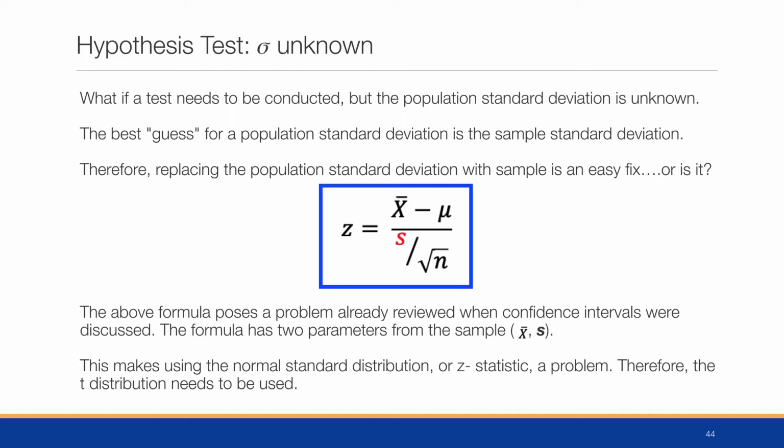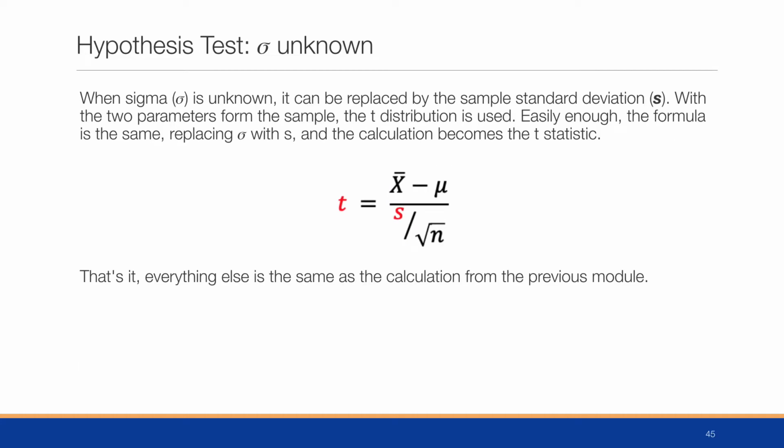The above formula poses a problem that we've already seen when the confidence intervals were discussed. It has two parameters from the sample. This makes using the normal standard distribution or z-statistic a problem, and we need an alternative approach. The approach is that when sigma is unknown, we replace the population standard deviation with the sample standard deviation. With the two parameters from the sample, now the t-distribution is used.